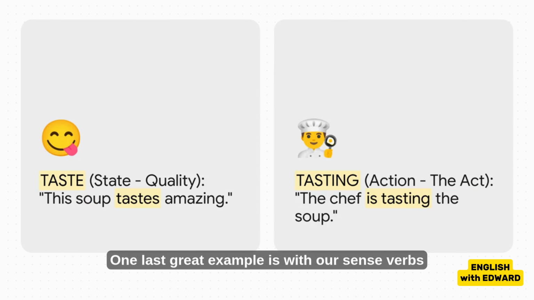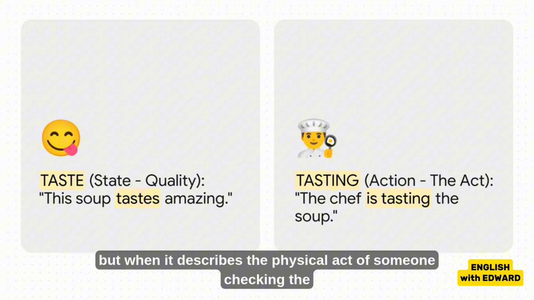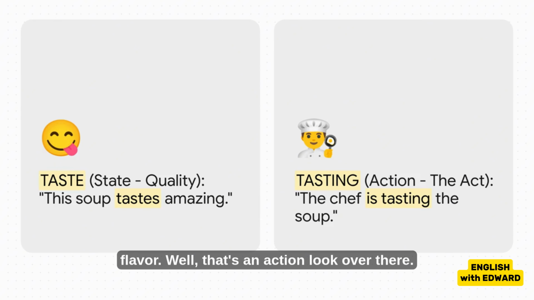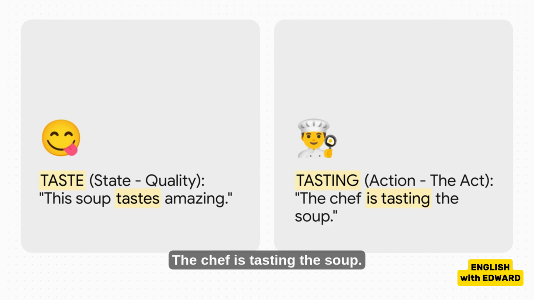One last great example is with our sense verbs. When the verb "taste" describes a quality of something, it's a state. "This soup tastes amazing." But when it describes the physical act of someone checking the flavor, well, that's an action. "Look over there. The chef is tasting the soup."